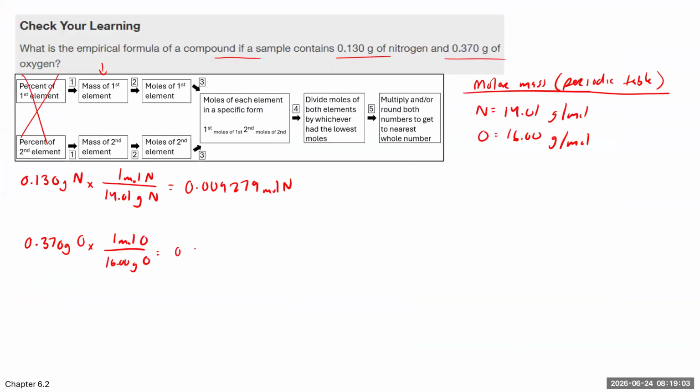0.023125 moles of oxygen. All right. So now we're going to write it again like this.